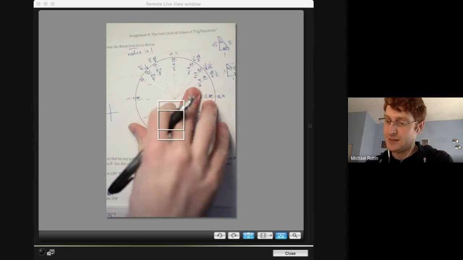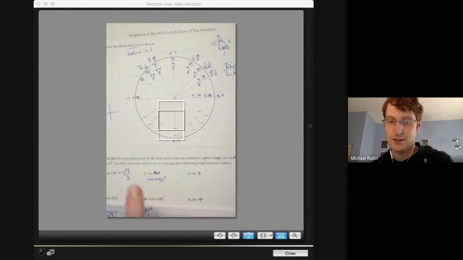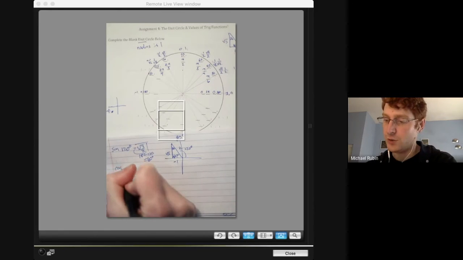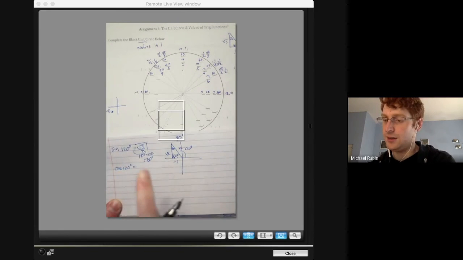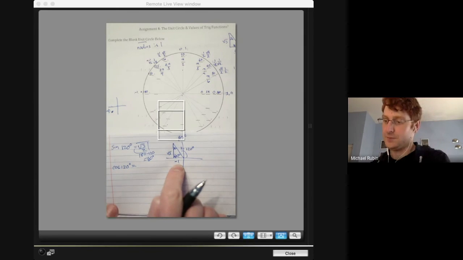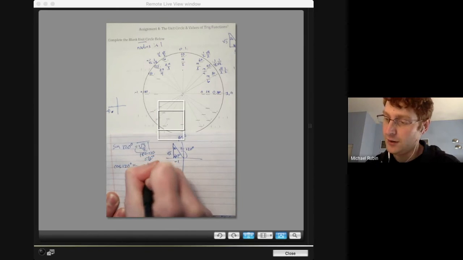Notice it's the same exact thing I got here, but I didn't need to have a unit circle. I could also do cosine of 120, where the negative value on the x-axis matters, because cosine is now negative 1 over 2.